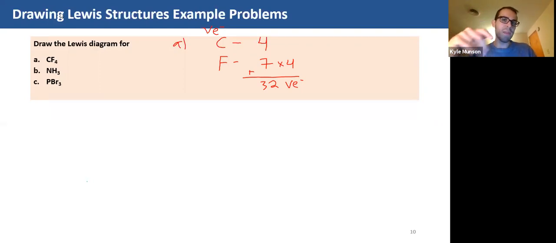Now we're going to determine the central atom. That's the one that's the least electronegative, or like I said before, it's usually always carbon. So carbon is going to be the central atom. And if you looked at its electronegativity compared to fluorine, which I just said a second ago is the most electronegative atom, you'll see that carbon is going to be our answer.